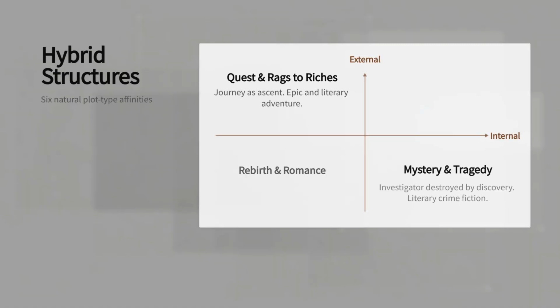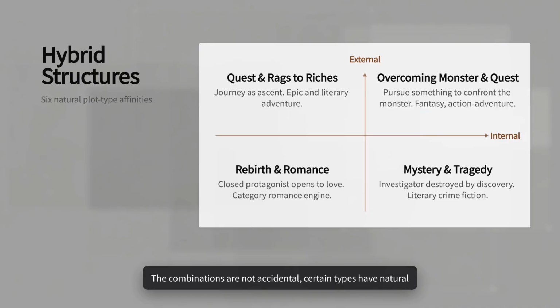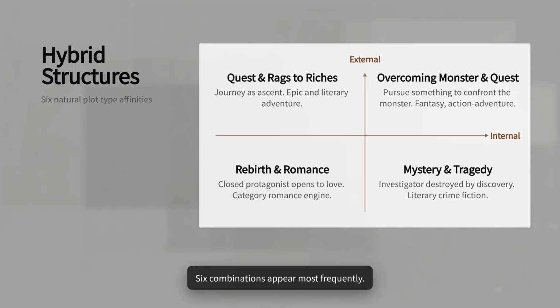Hybrid structures. Most novels run more than one plot type. The combinations are not accidental. Certain types have natural affinities that make them structurally complementary. 6 combinations appear most frequently.